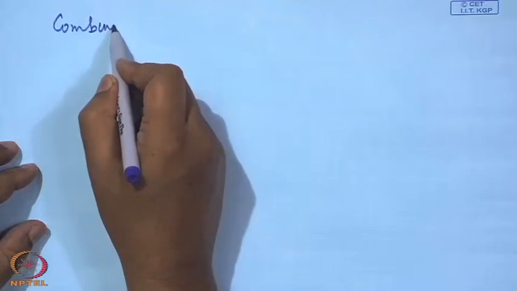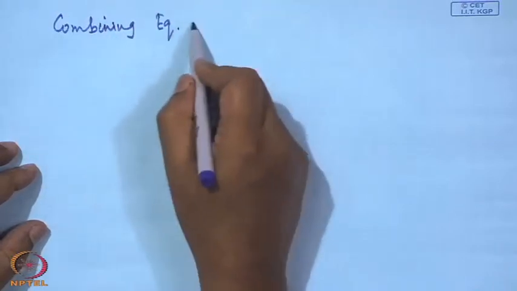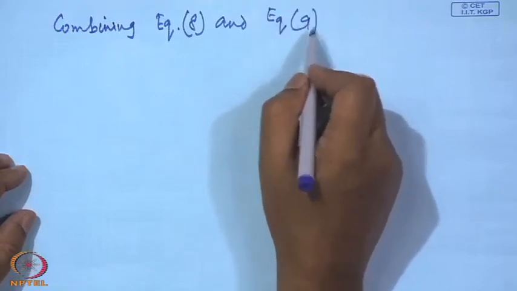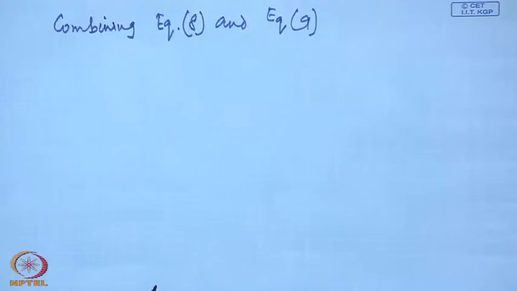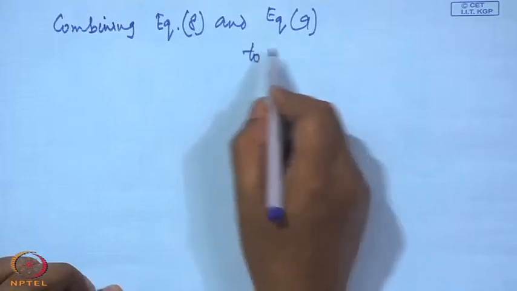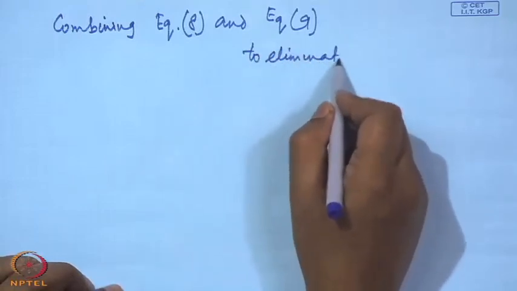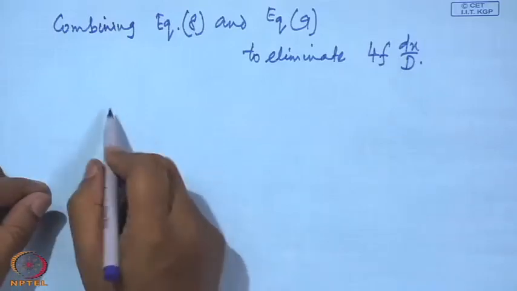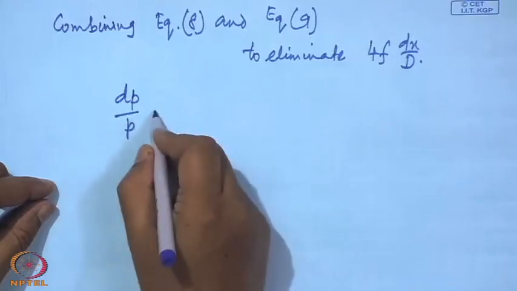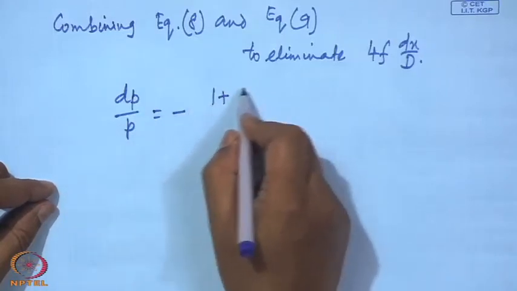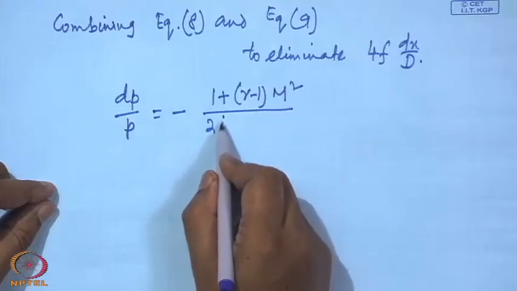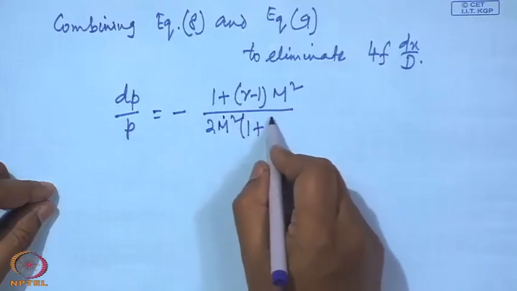If we combine equation 8 and 9, combining equation 8, that is dP by P, and equation 9, that is dM square by M square, to eliminate 4f dx by D, what we get essentially is dP by P equal to minus 1 plus gamma minus 1 M square by 2 M square into 1 plus gamma minus 1 by 2.